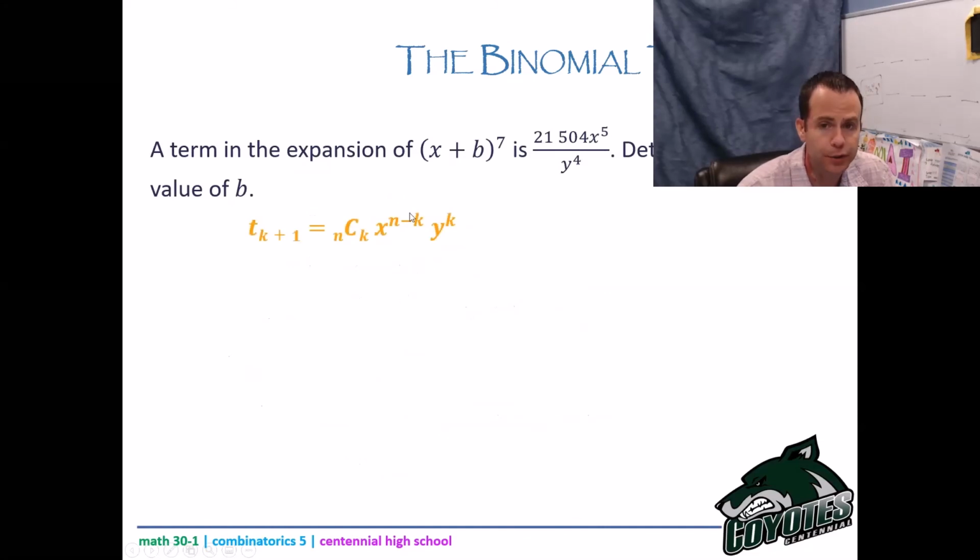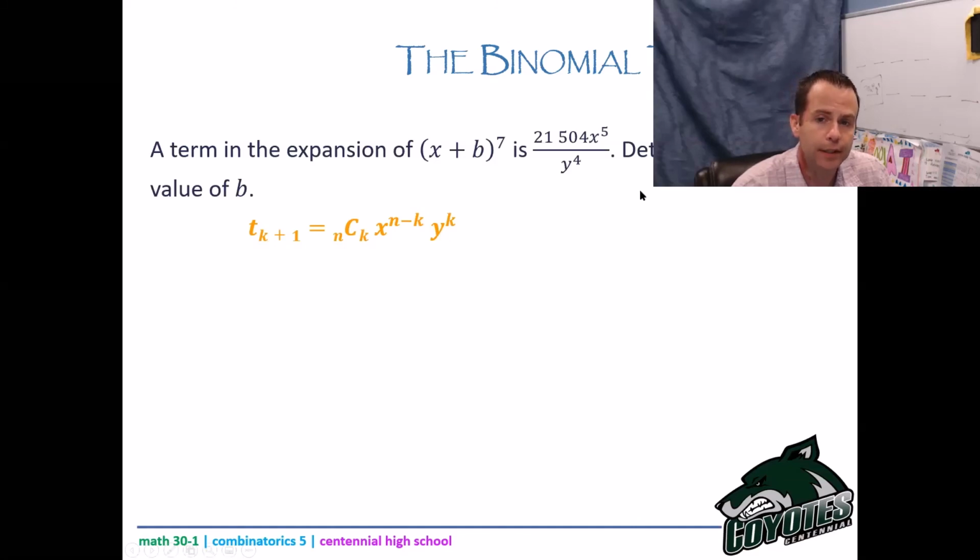So we start with the formula. I have given you this whole thing. T_(k+1) is this. I know that n would have to be 7. I know that my first term is x, and right now my second term I'm going to put in as b, and I'll solve for b.